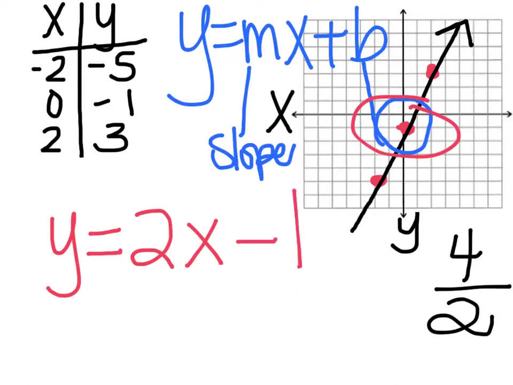So we plotted our points onto the graph. We found a line that fits those points, and then we came up with an equation, a linear equation, from that line.